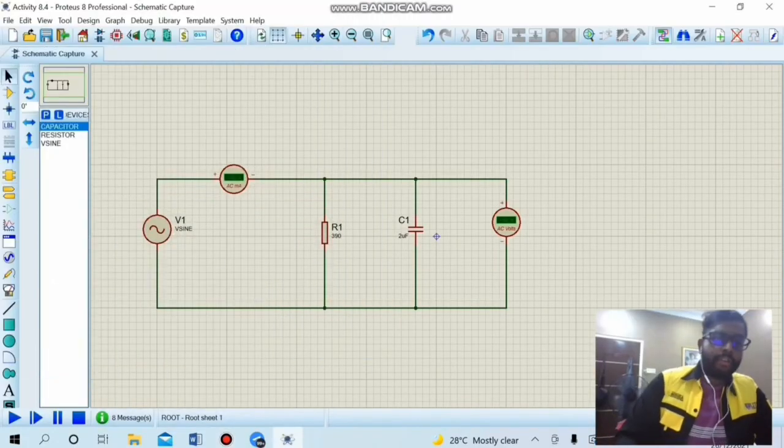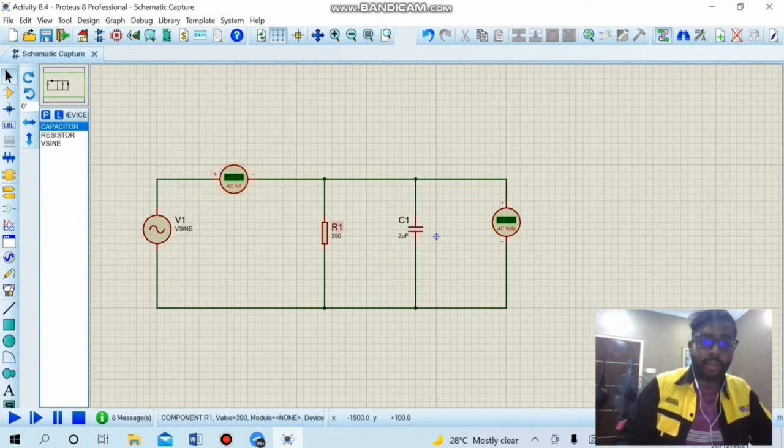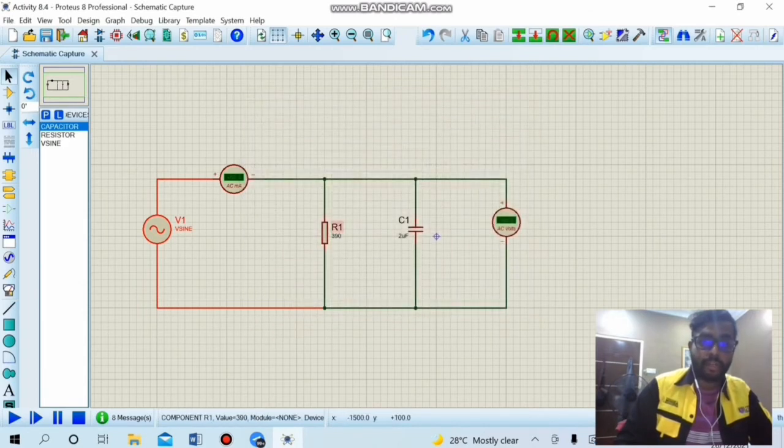For Activity 4, it is quite similar to Activity 3, but the circuit is connected in parallel. The resistor is connected in parallel to the capacitor, where the voltage value is kept at 14.14 RMS and the frequency is set to 50 Hz. For the first case, we are going to calculate the current and voltage for 390 ohms and 2 µF capacitance. The current recorded was 26.3 milliamperes and the voltage is 9.99 volts.